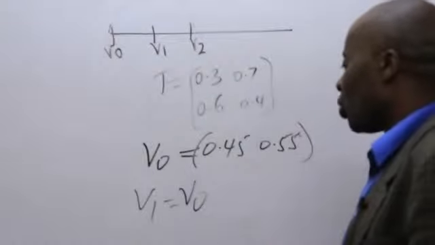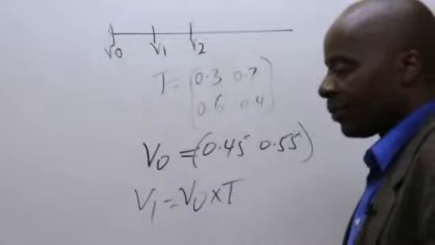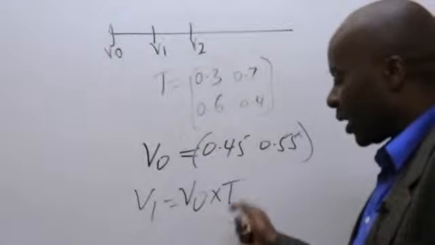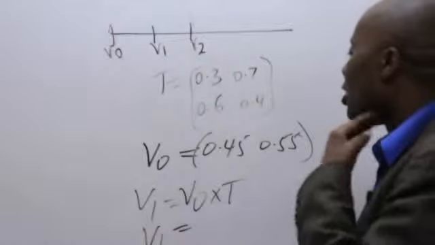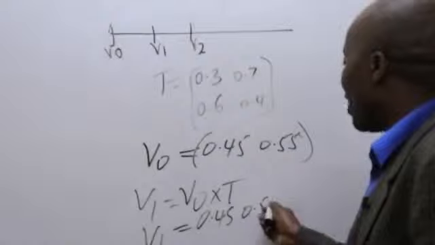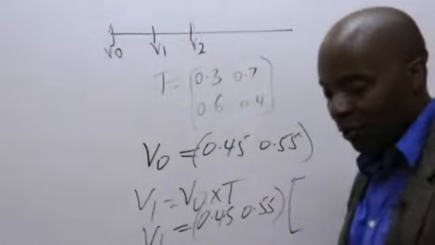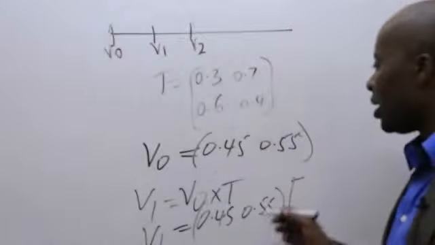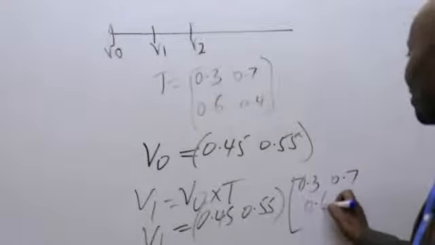What I need to do is to take vector 0 and multiply it with the transition. So remember, you have to begin with a vector. Therefore, ladies and gentlemen, my vector 1 will be equal to vector 0, which I already have: 0.45, 0.55. And then I'll multiply this with the transition matrix. The T matrix here is 0.3, 0.7, 0.6, 0.4.